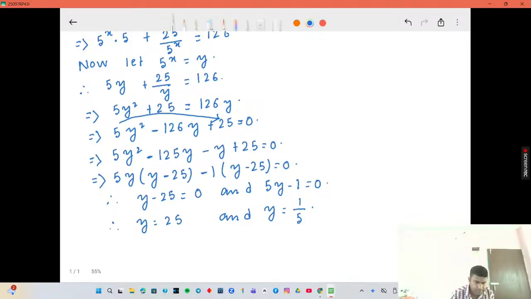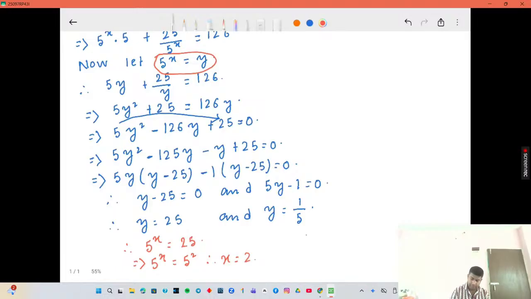Clear? Is it clear to you? So now, we have taken the value of y as 5 to the power x. Okay. Therefore 5 to the power x is equal to 25. Then 5 to the power x is equal to 5 square. Therefore here you can see that the bases are equal. Okay. Therefore x is equal to 2.